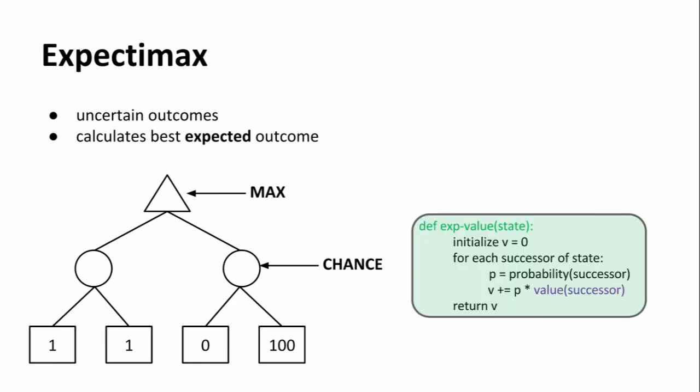And the code is pretty simple. So all we want to do to calculate the expected value of a state is take a weighted sum over all values of the state. So what that means is we're going to initialize the value at 0, we're going to loop through all successors, and then we're going to add the probability of getting that successor times the value of that successor to our total cumulative value, which we're going to return at the end.